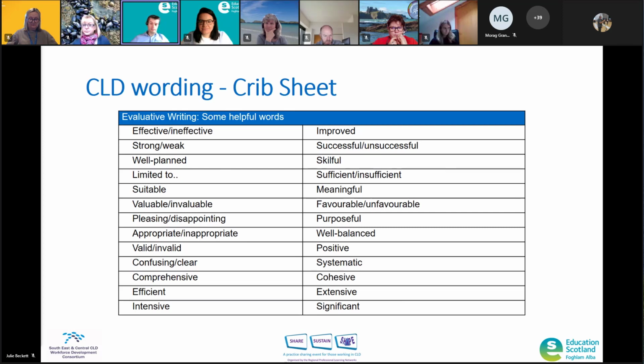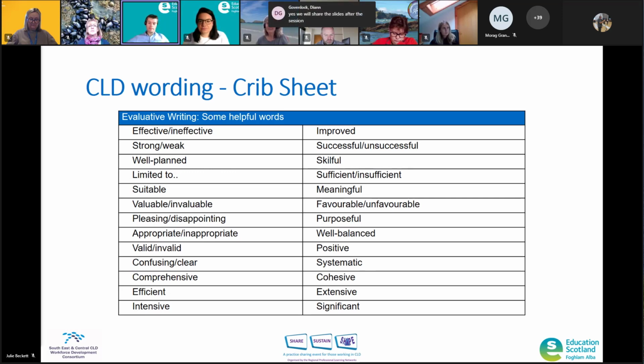There were some of the words that could be picked up and used specifically to make more evaluative statements. So some words there that have the greatest impact, if you were to say something was valid or well planned, something that had skillful elements to it or well balanced, it was positive, extensive, it was significant. But again, if something wasn't too good, then it was disappointing or inappropriate, unfavourable, insufficient.